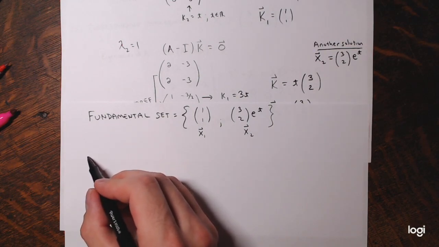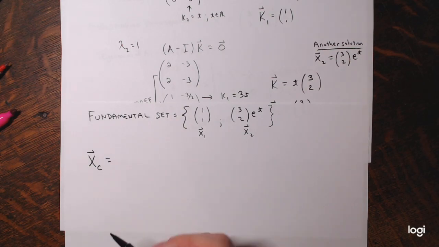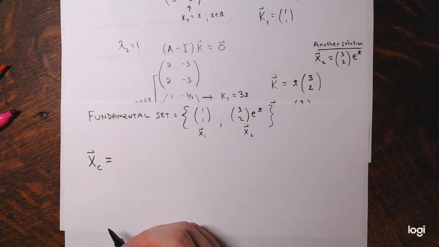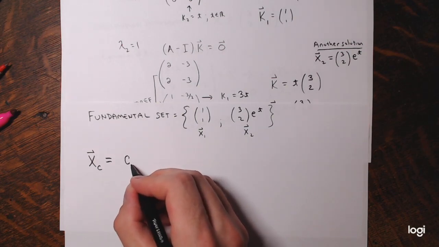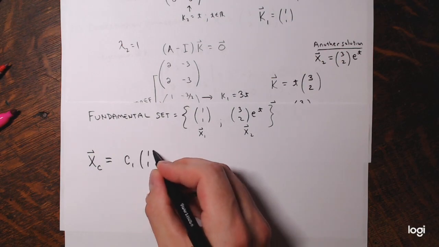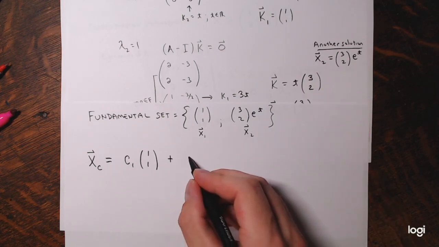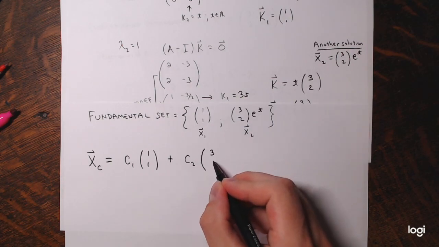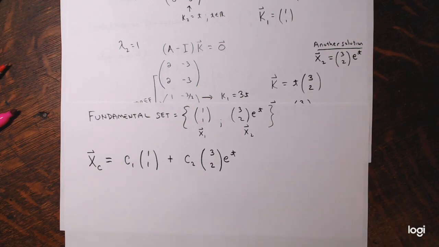So our complementary function, xc, the general solution to our corresponding homogeneous system, is some constant, say c1, times x1, so times 1, 1, plus some constant c2 times x2. So 3, 2 times e to the t.